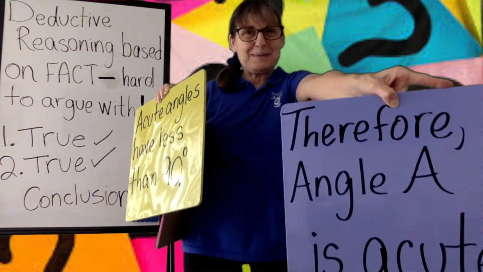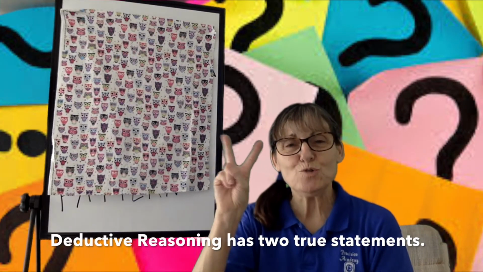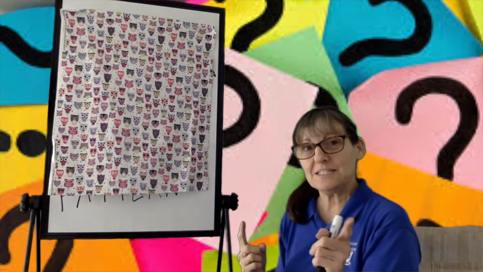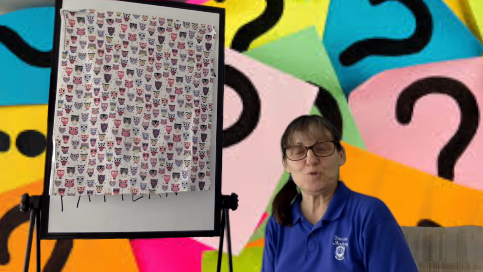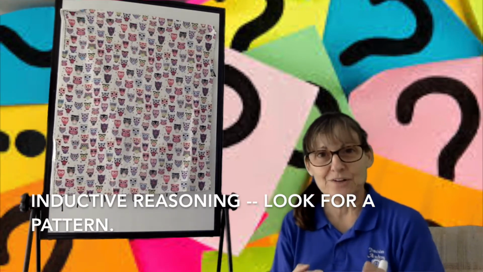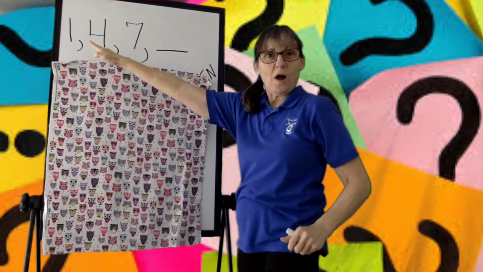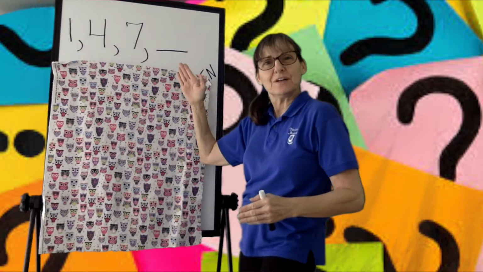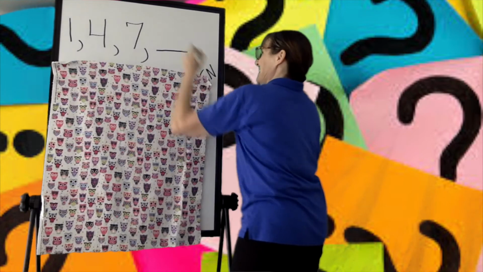Part 2 coming up. We found in deductive reasoning there are two true statements and then a conclusion. Now with inductive reasoning, we are not going to begin with two true statements. Instead, we just look for a pattern. Help me with this. 1, 4, 7. What's the pattern? What's the number that goes here? 10. Correct.